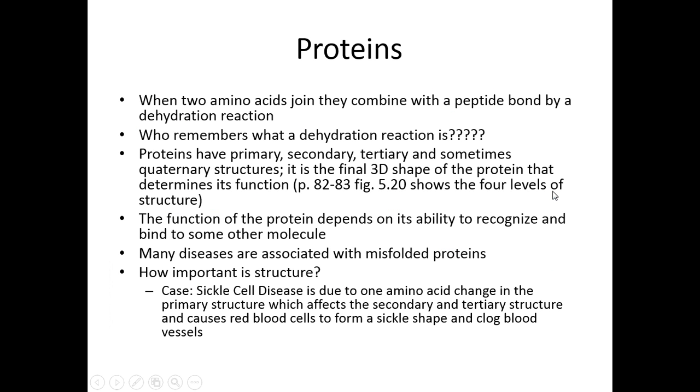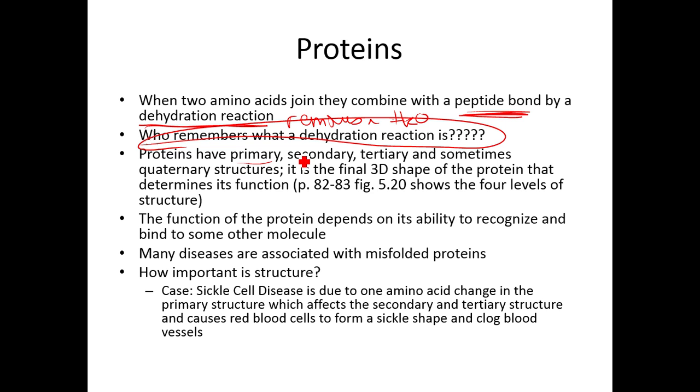When two amino acids join, they combine with a peptide bond by a dehydration reaction. Remember, a dehydration reaction removes a water when it happens. Who remembers what a dehydration reaction is? I hope at this point you're saying, me.